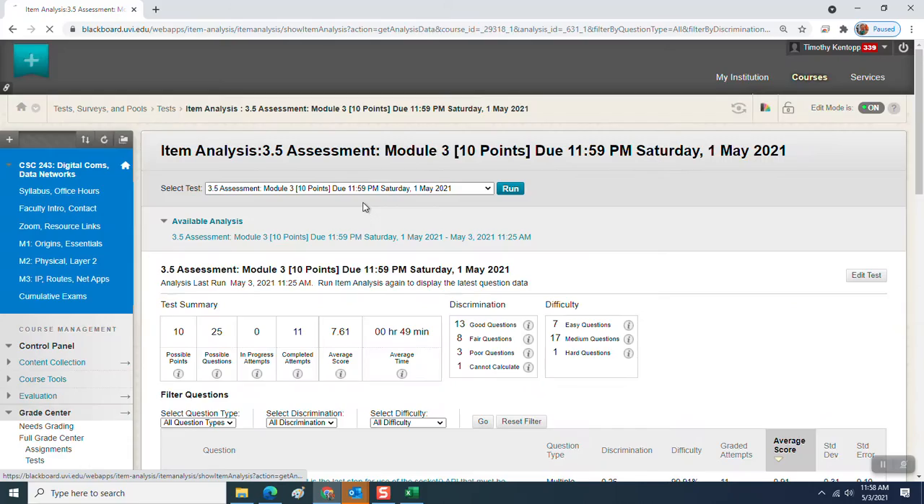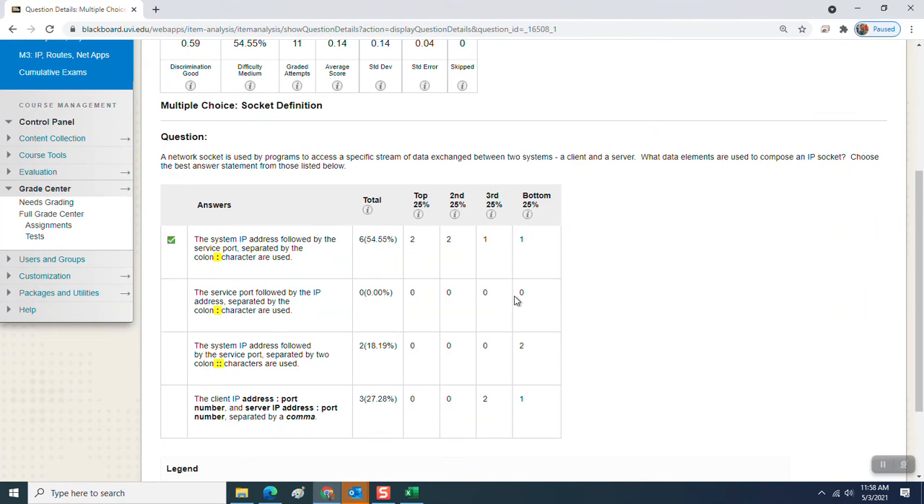Socket definition. A network socket is used by programs to access a specific stream of data exchanged between two systems, a client and a server. And what's important to understand about sockets is that there are two. There's one that's formed on the client side and one that's formed on the server side.